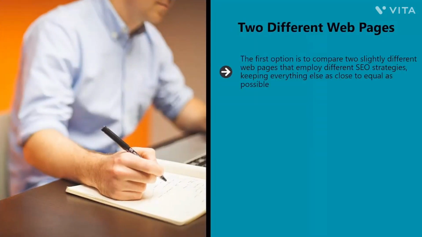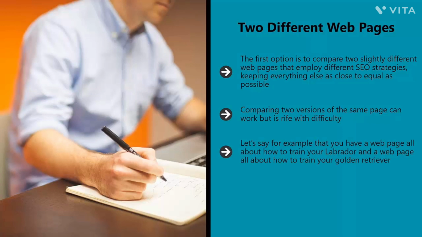The first option is to compare two slightly different web pages that employ different SEO strategies, keeping everything else as close to equal as possible. More accurately, you will compare two groups of different pages. Comparing two versions of the same page can work, but it's rife with difficulty. Let's say, for example, that you have a web page all about how to train your Labrador and a web page all about how to train your Golden Retriever. These pages are almost identical in subject matter, and you're going to go out of your way to ensure they are extremely similar in all other ways that count, too.